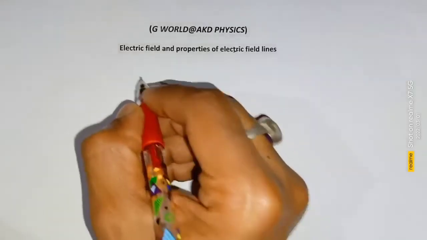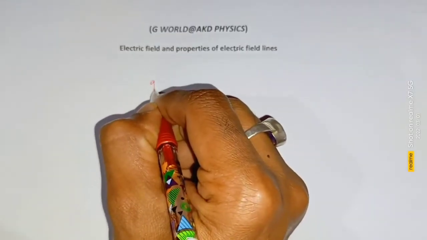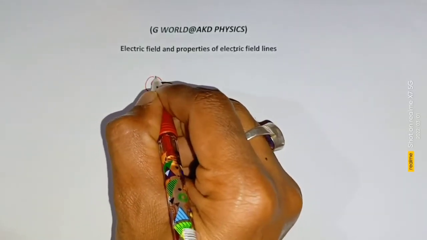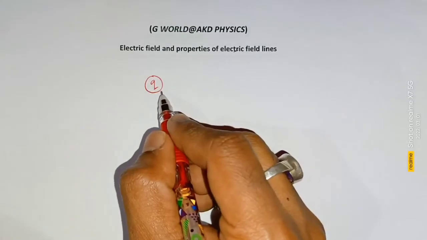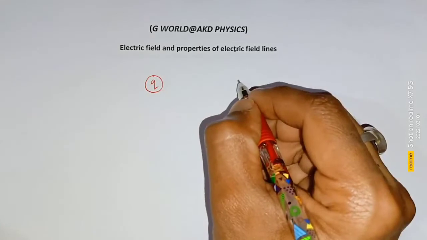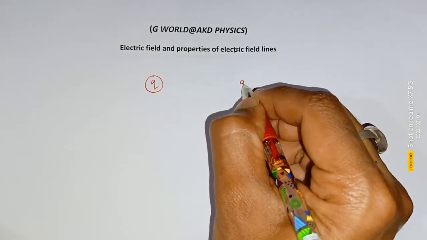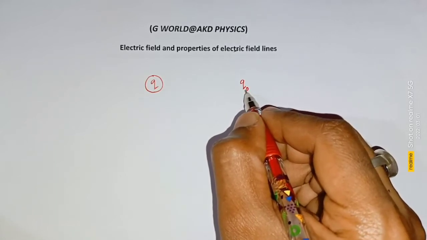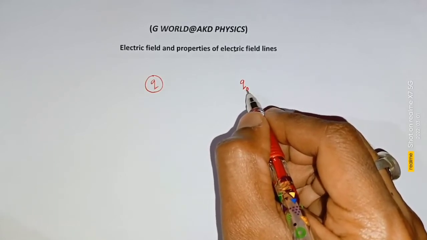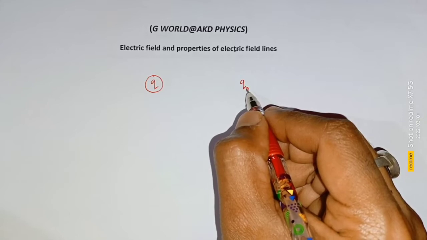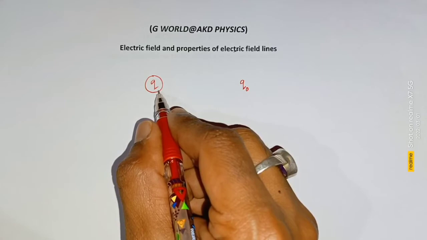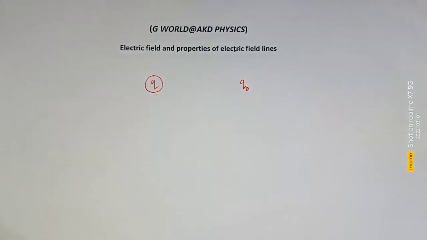Let's consider a charge Q which is treated as what? A source charge. This is charge Q which is treated as a source charge. And what I will do, I will bring a unit positive test charge, and whatever the influence of this test charge field, that can be treated as the electric field strength or electric field intensity of this source charge.